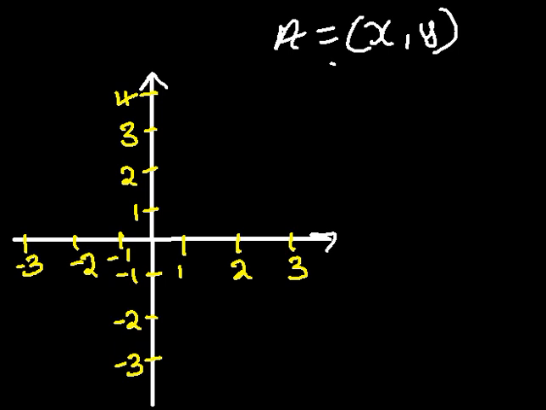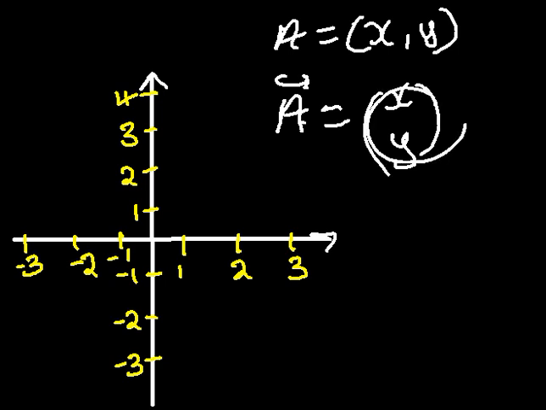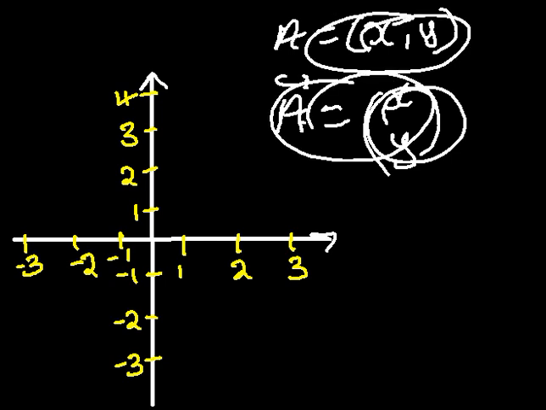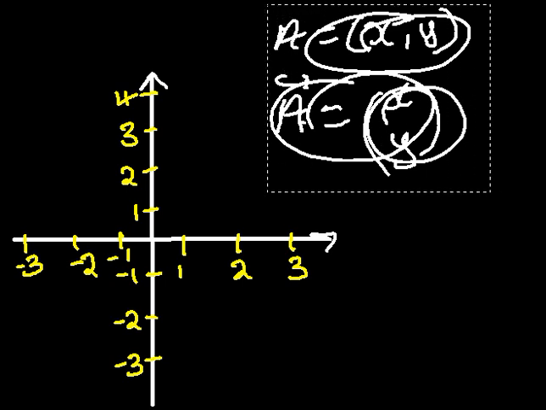So this is the coordinate form of a point. Now how do we express this particular point in terms of a vector? This will be given in terms of a vector A equals x down y. So this notation shows that it has been expressed in terms of a vector, and this notation shows that it has been expressed in terms of a coordinate.